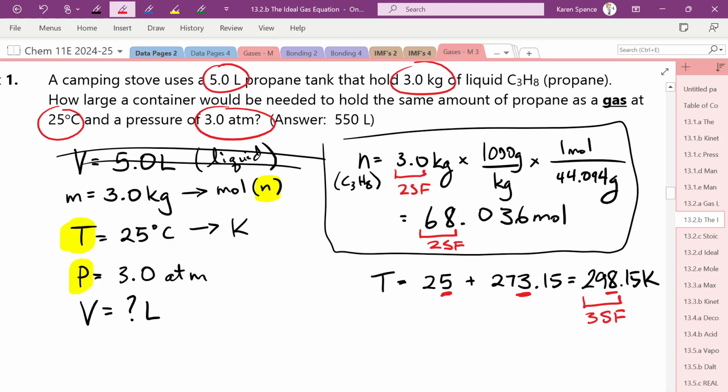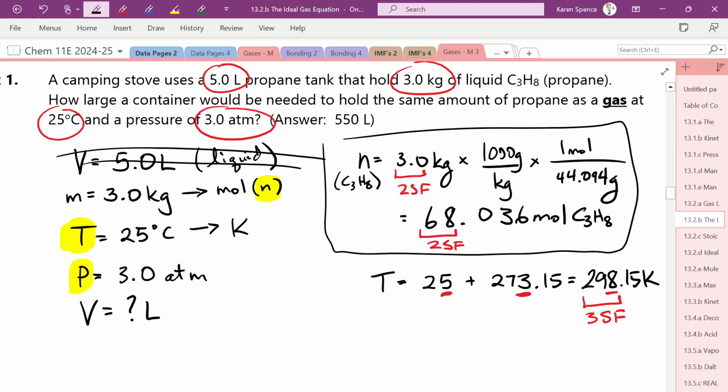See why this question is tricky? It looks like it gives you a volume, right? And you're like, oh, I got volume, temperature, pressure. But it holds liquid, and the ideal gas law only applies to gas. So that 5 liters is just a red herring. This 5-liter tank holds 3 kilograms of propane. So you can use your 3 kilograms to find the moles of propane, C3H8.